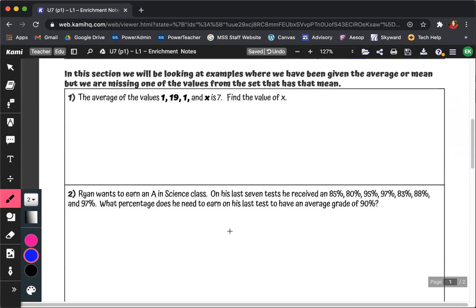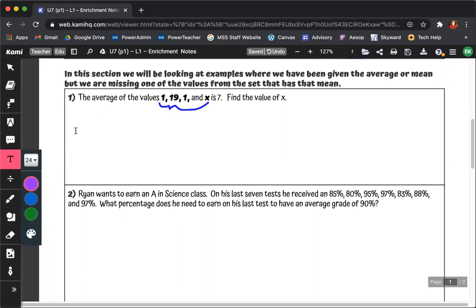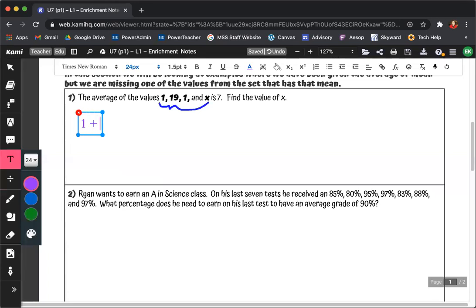All right, now let's look at where we're given the mean and we're going to solve for a missing value. Number one, the average of the values 1, 19, 1, and x is 7. Find the value. What we have to remember is that when we add our data set together and divide by the number of values, we should get the mean. So I'm adding 1 plus 19 plus 1 plus x.